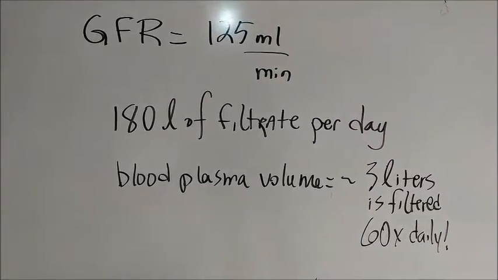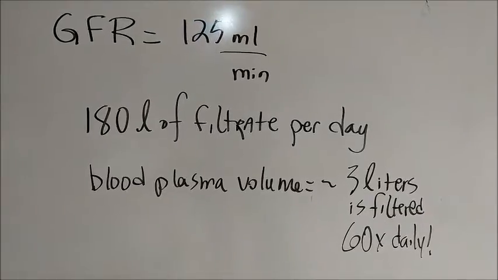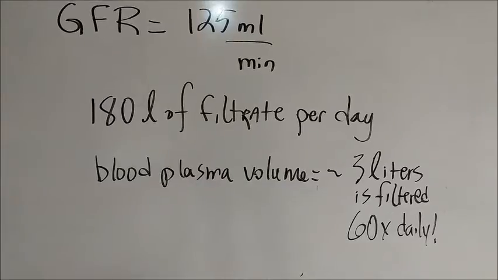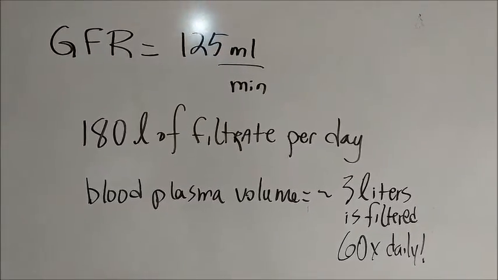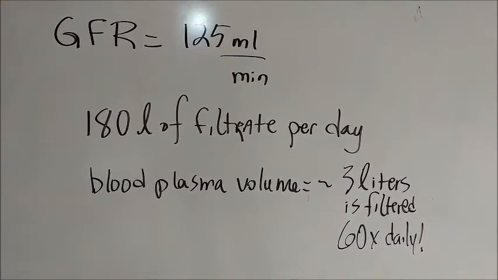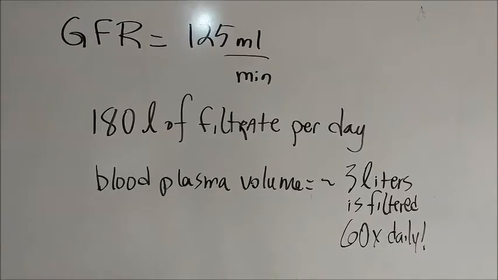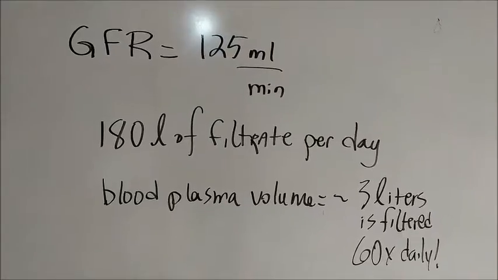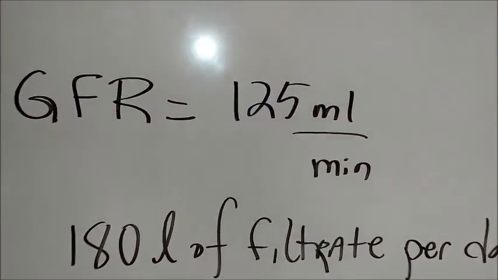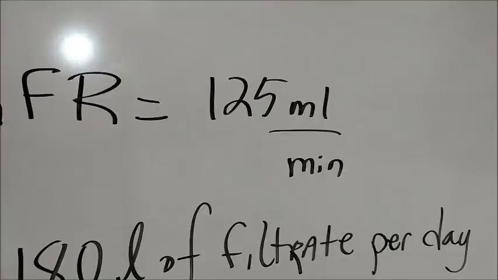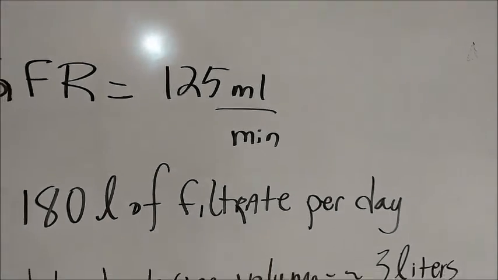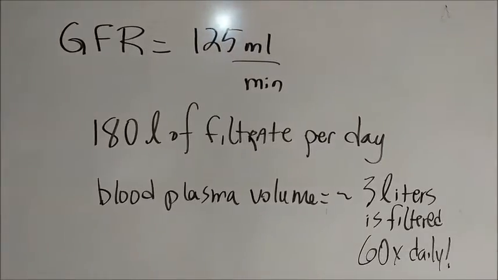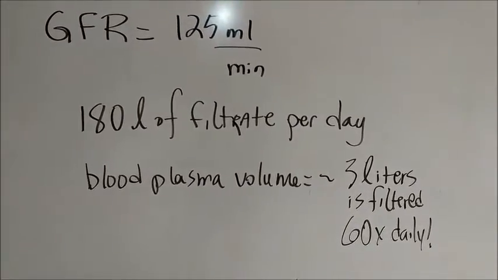Glomerular filtration rate is about 125 milliliters per minute. That is 180 liters of filtrate per day. Since the blood plasma volume is about 3 liters, that means that your entire blood is filtered about 60 times daily. A regular drink of a soda can is about 500 milliliters, so that means about 1/4, 1/5 of that volume is filtered per minute through your kidneys.